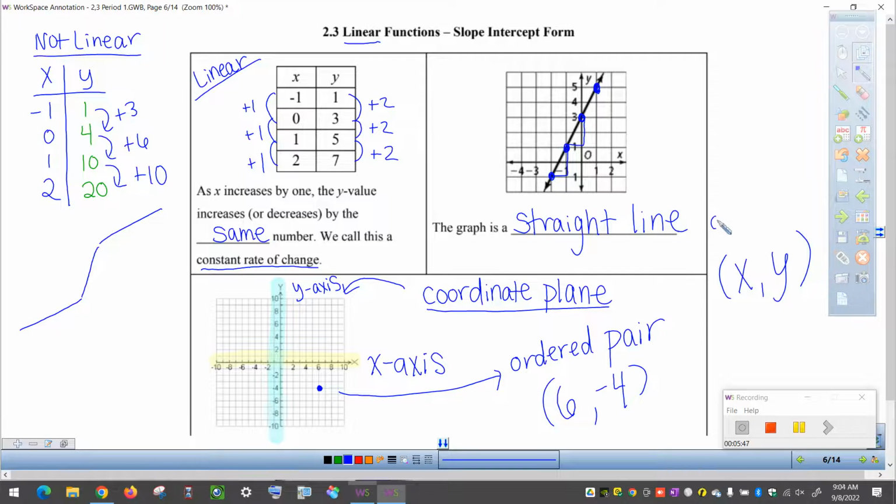This is alphabetical. So if you think about how x comes before y in the alphabet, x is going to come before y when we're talking about plotting an ordered pair.